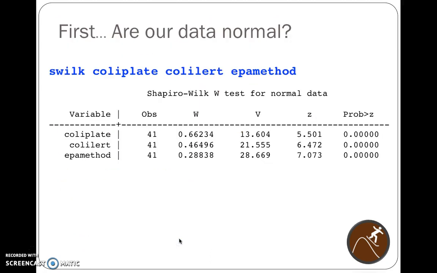So what are the options? Well, first let's just verify that our data are normal or not. In this case we do the Shapiro-Wilk test, and in Stata it can do three things at once. We're interested in Coley plate, that's the plastic well one, versus EPA method 1603. But we can see that when we do this in Stata, the Shapiro-Wilk test, all of them have extremely low p-values. So our data are definitely significantly different from the normal distribution.